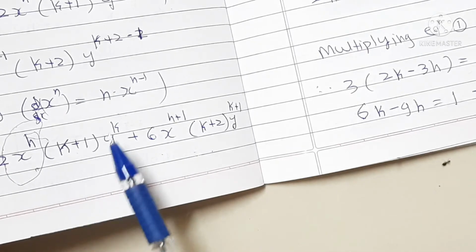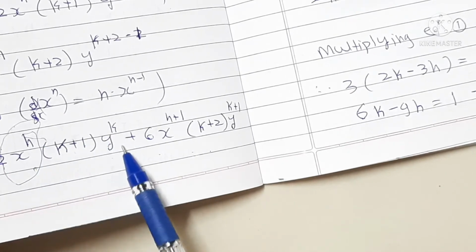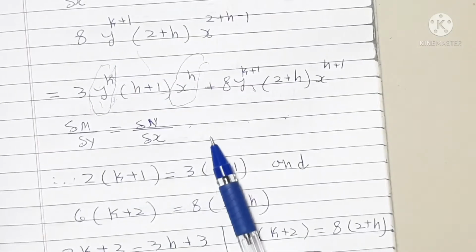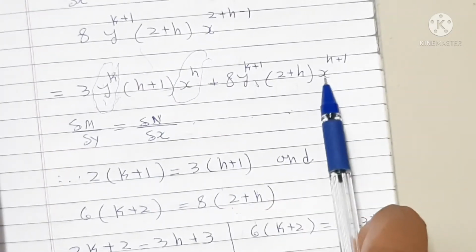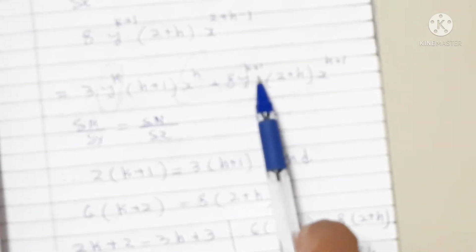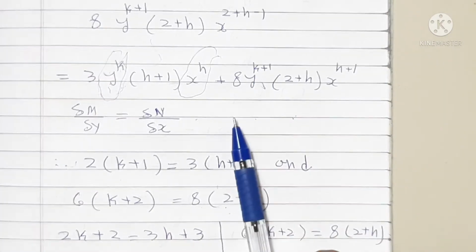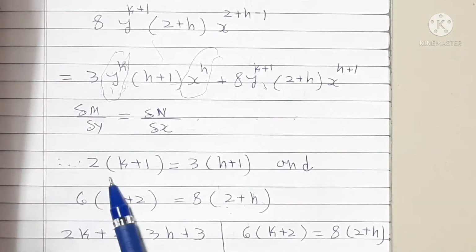Okay. Then always compare x^h, y^k, x^(h+1), y^(k+1). These powers should be the same. These x^(h+1) and y^(k+1) powers should always be the same in both the equations. Then compare only the constants.